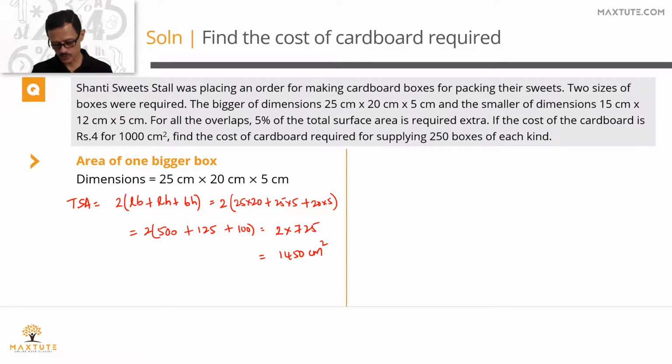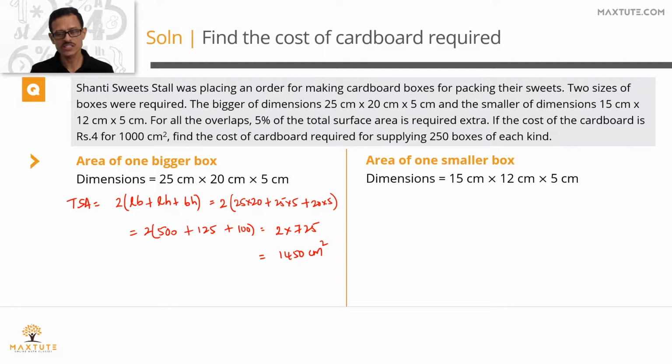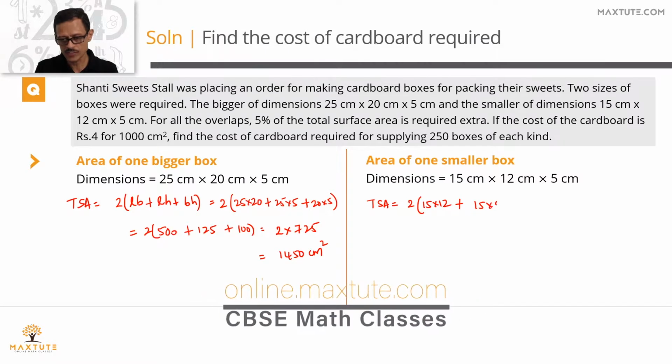Let's repeat the exercise for the smaller box. Smaller box dimensions are 15 centimeters by 12 centimeters by 5 centimeters. Total surface area, the same formula holds good. Let's just plug in the values. 2 times of 15 times 12, L into B, L into H is 15 times 5 plus B into H, which is equal to 12 times 5.